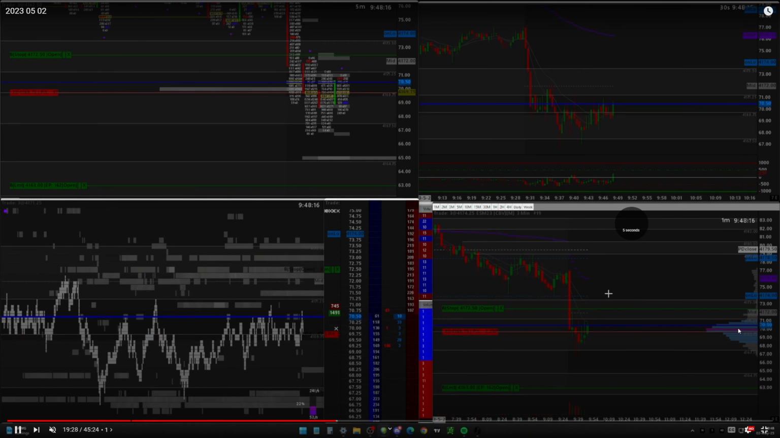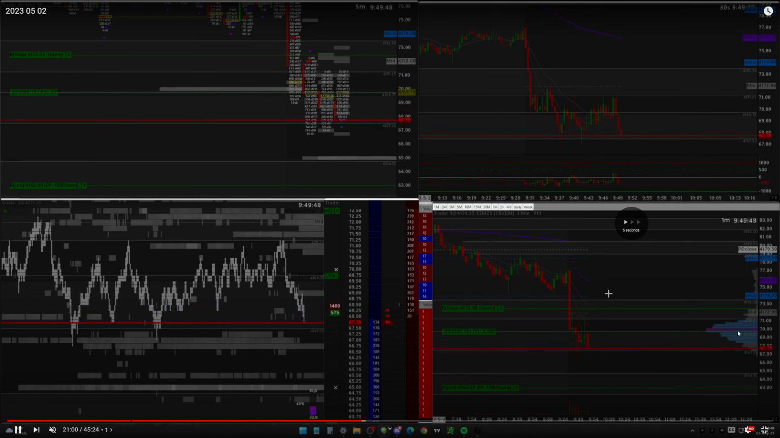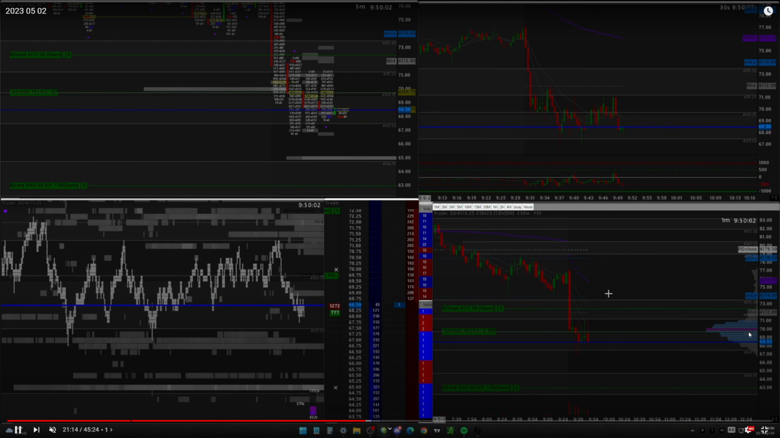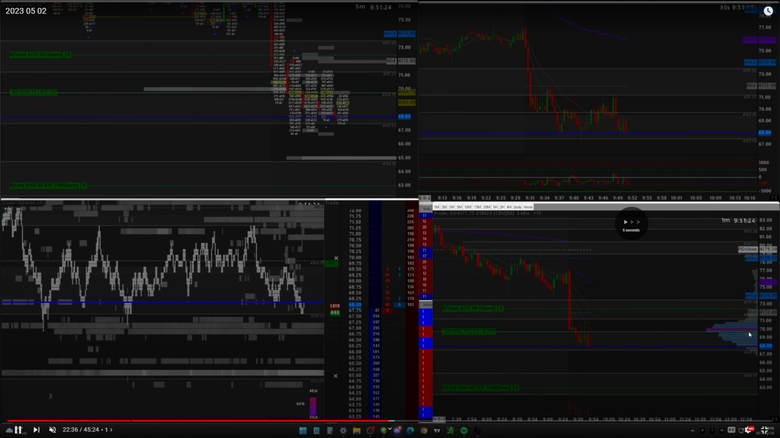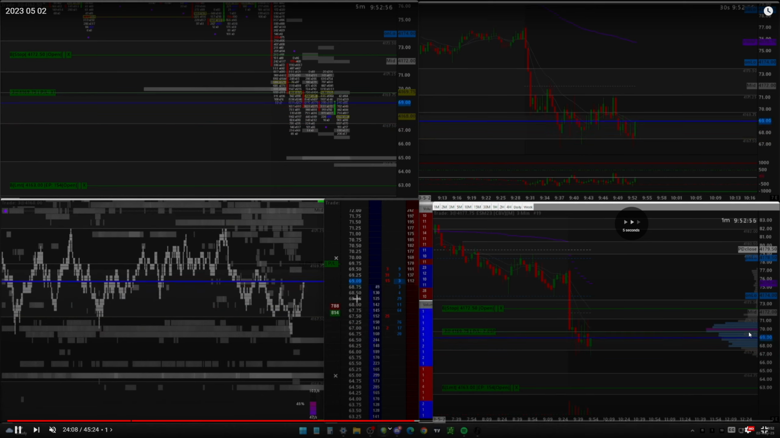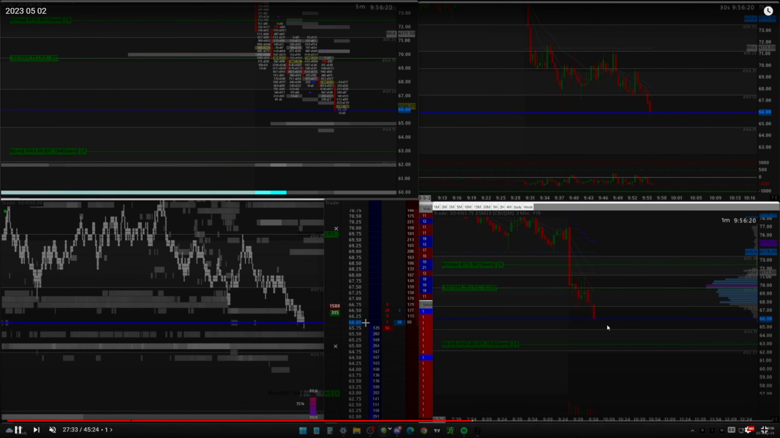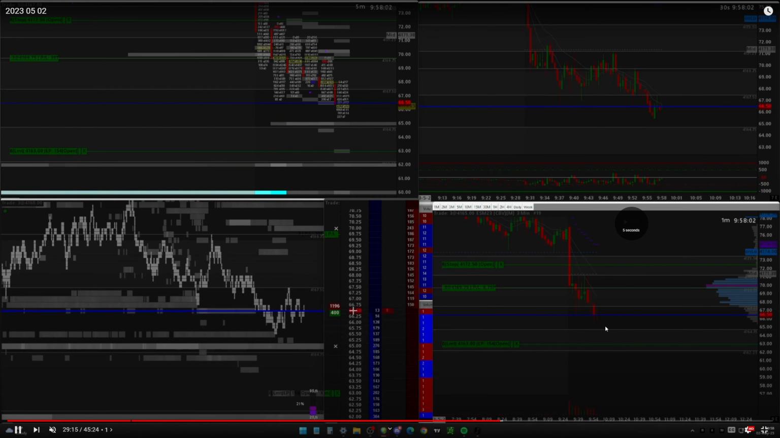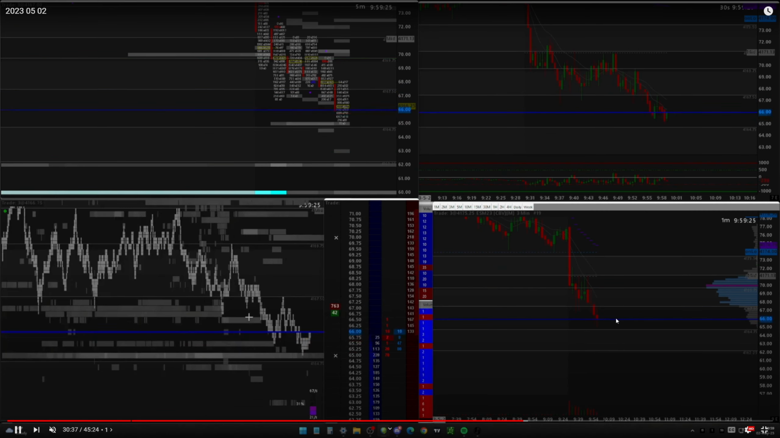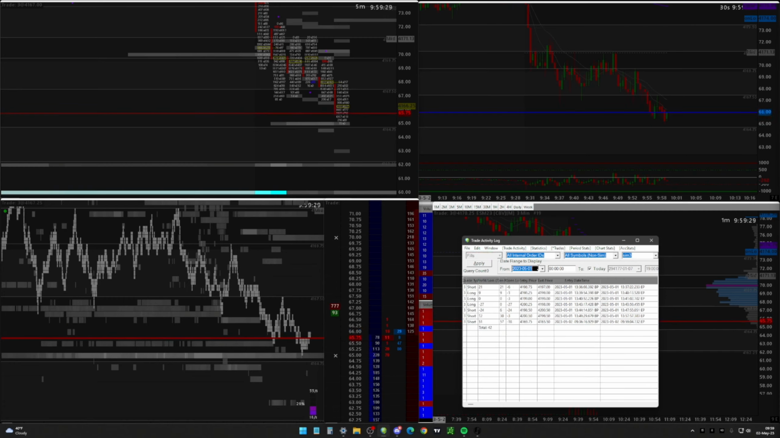Struggling at my entry here. My entry's at POC, so POC, for those of you that aren't familiar with it, POC can act like VWAP. Very whippy. Nice, now we finally broke structure. And we're out.